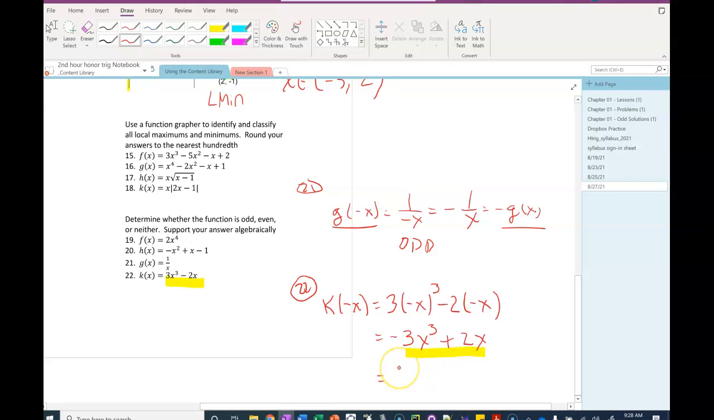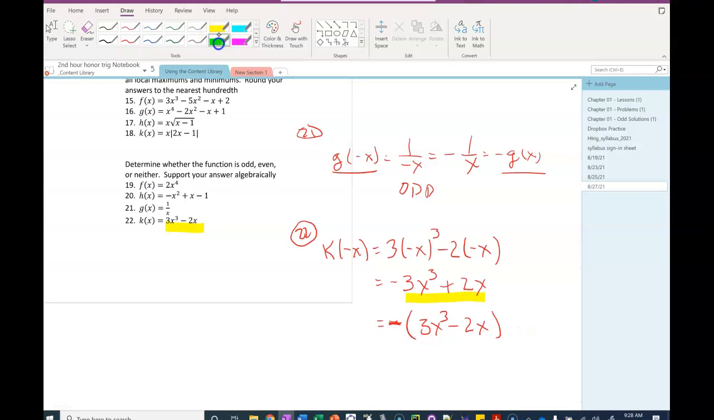So what I'm going to do is check to see if it's odd. To do that, I'm going to now factor a negative sign off. So when I do that, everything flips. And if I look now, that part is k of x, and I still have that negative sign out front.